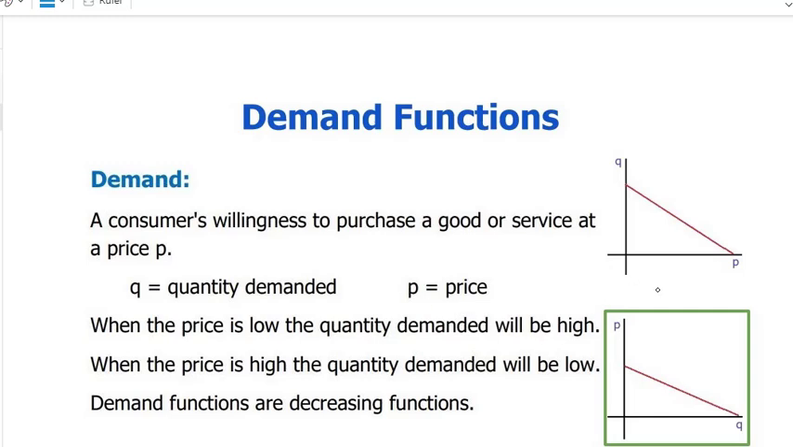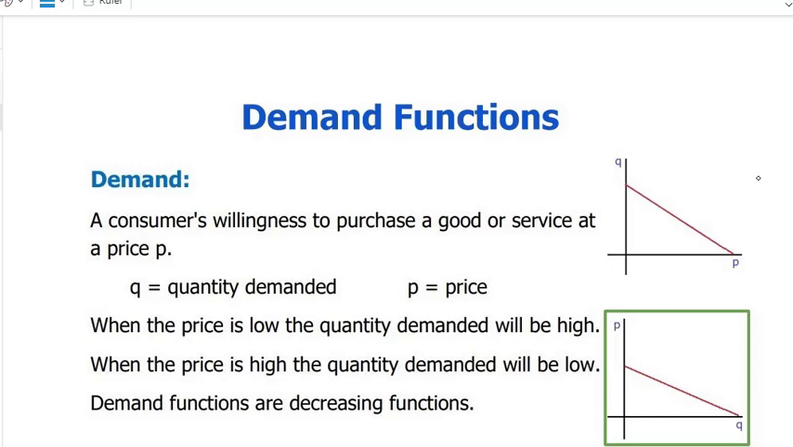When our price is low, the quantity demanded is going to be high. You probably know that from how you have seen the marketplace work. And when the price is high, fewer people want to buy that product, and so the quantity demanded is going to be low. Demand functions are decreasing functions. So as the price increases, the quantity demanded decreases.